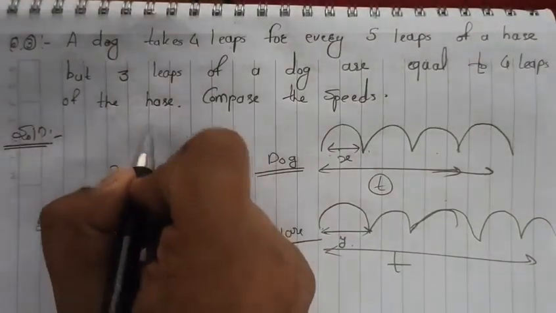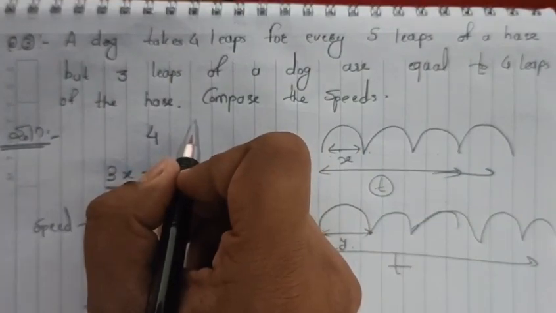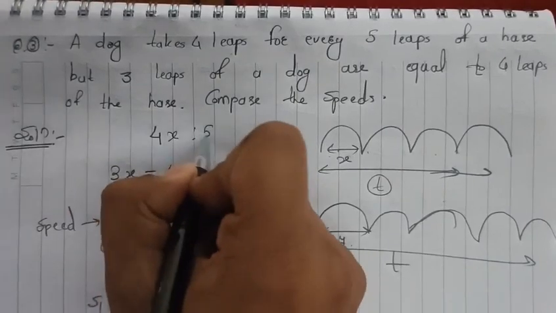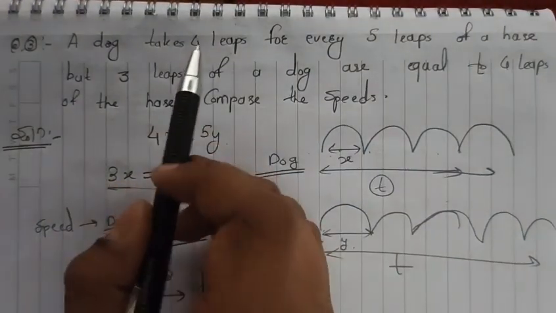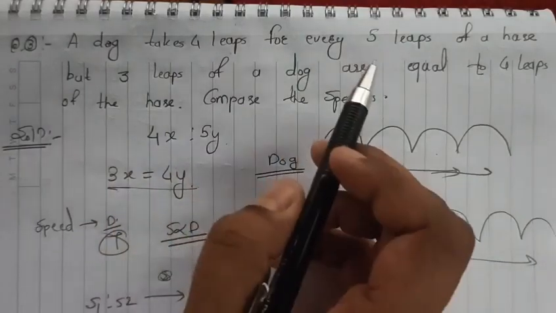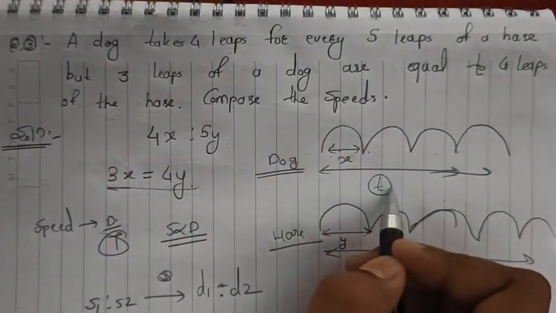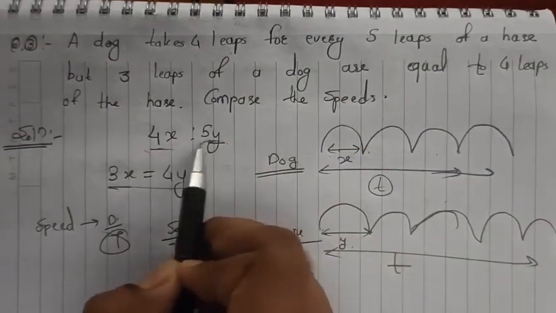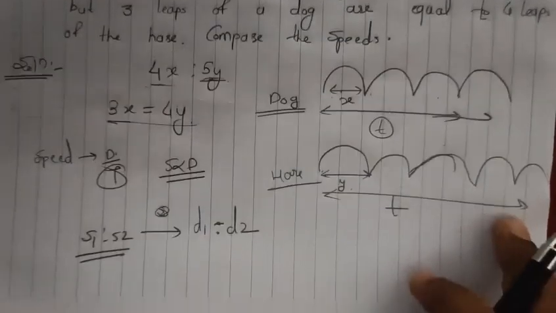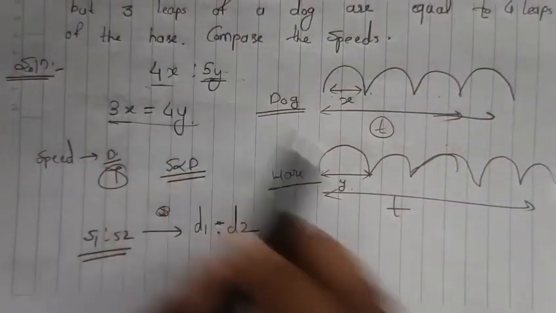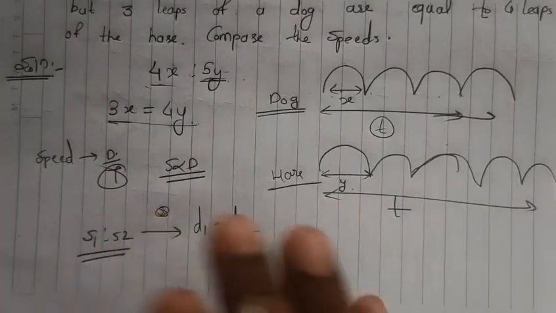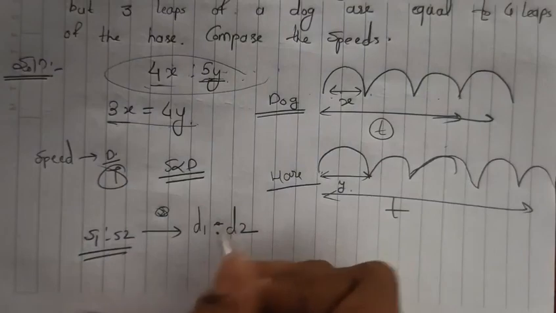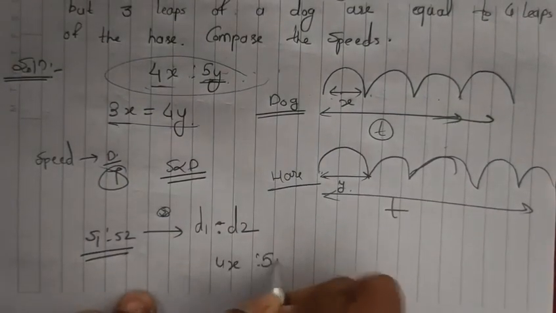From the first scenario, the speed ratio is 4x is to 5y, because a dog takes 4 leaps for every 5 leaps of hare. Our time is constant, right? So this is the ratio of our distances and speeds. Am I right? So this is our speed and distance ratio. It is exactly same. So this can be considered as your speed ratio. So 4x is to 5y.